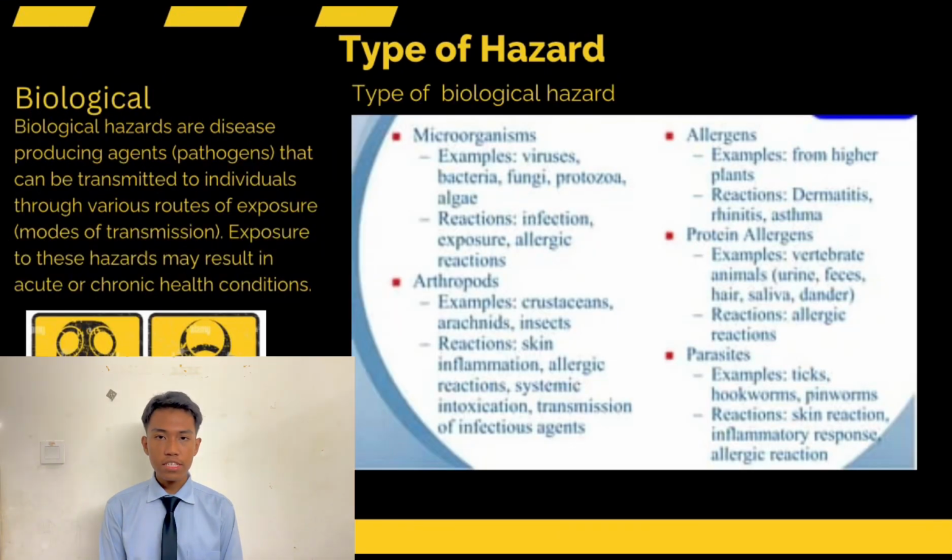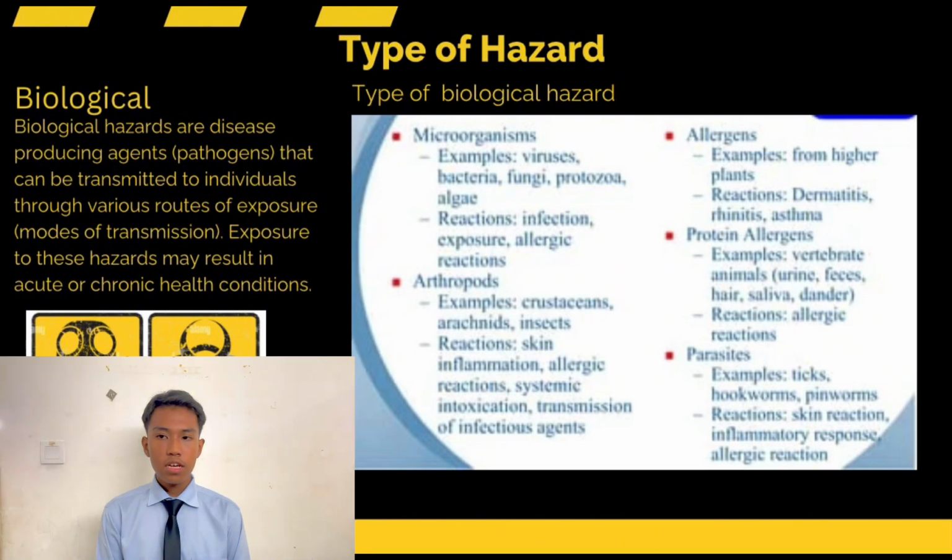The second hazard is biological hazard. Biological hazards are disease-producing agents that can be transmitted to individuals through various routes of exposure. Exposure to this hazard may result in acute or chronic health conditions. There are 5 types of biological hazard. Number 1 is microorganism. For example, virus, bacteria, fungi, protozoa and algae. The reaction of this biological hazard is infection exposure and allergic reaction.